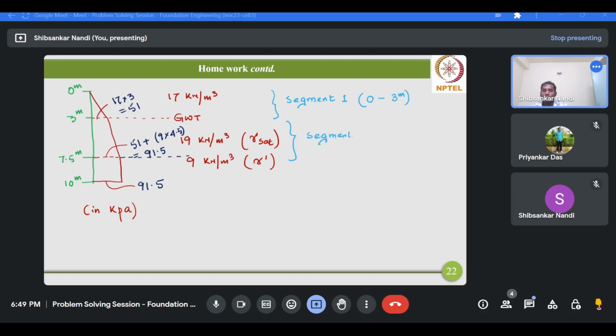Segment 2 will be between 3 meter and 7.5 meter, that is from the groundwater table up to the critical length. And finally segment 3 is the remaining length of the pile, from the critical length to the base of the pile, so 7.5 to 10 meter.